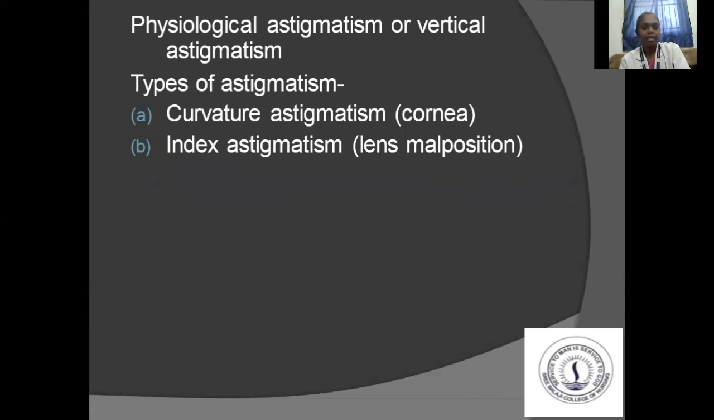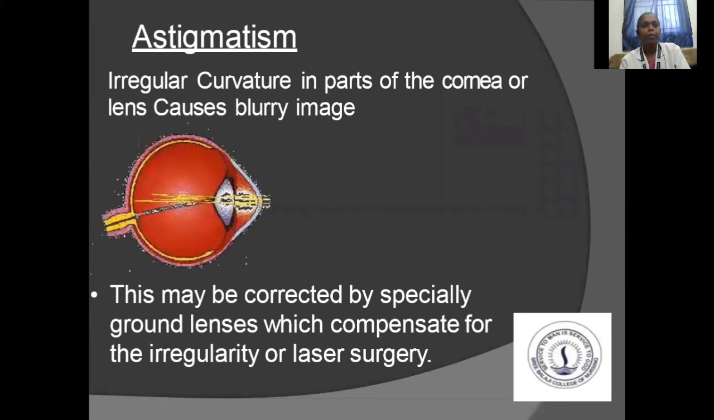We can classify astigmatism under two major headings: one is curvature astigmatism, another one is index astigmatism. In curvature astigmatism, the problem will be in the cornea, but in index astigmatism, the problem will be in the lens. That is, the lens will be malpositioned. As age increases, the patient may develop this lens malposition, and because of that, they may develop index astigmatism. So irregular curvature in parts of the cornea or lens causes a blurry image. The normal picture won't reach the retina, so they won't be able to perceive objects properly.